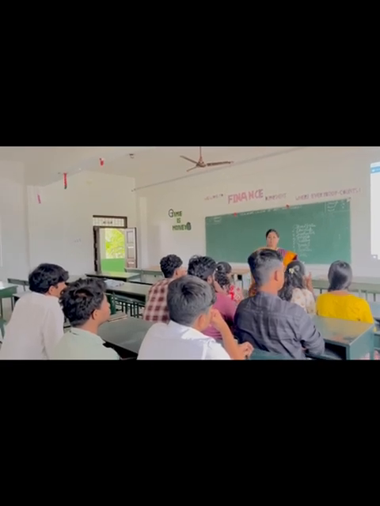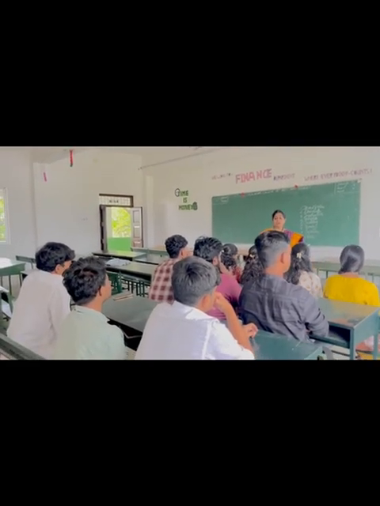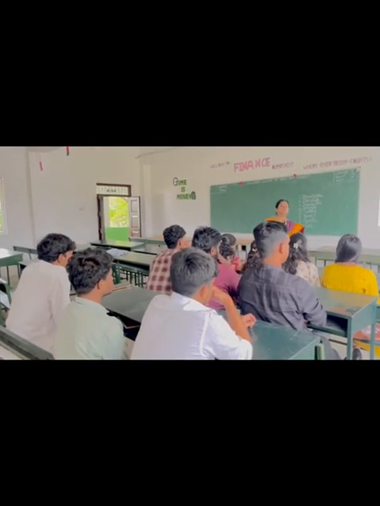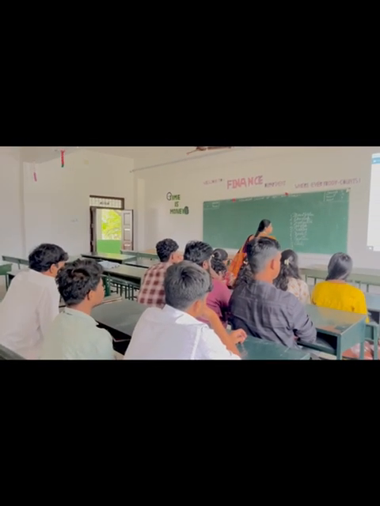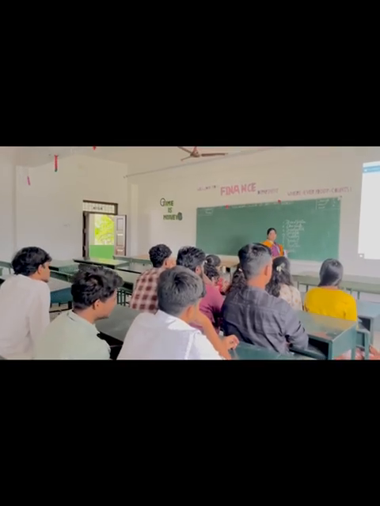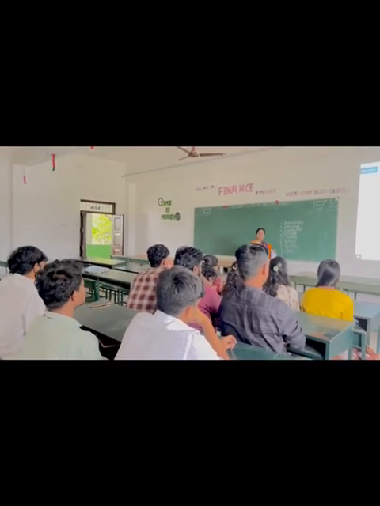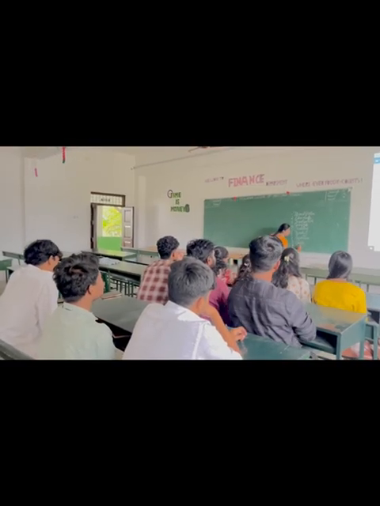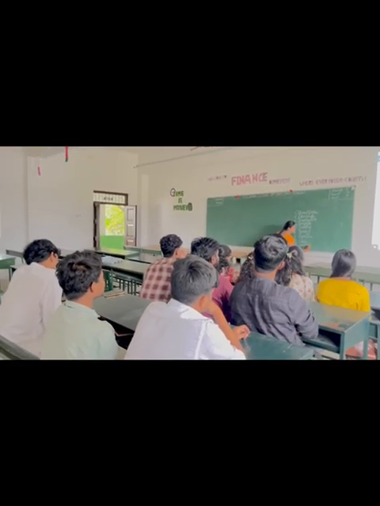Very good. So a corporation issues what? Corporate bonds. Corporate bonds are otherwise called what? Debentures. Very good. So debentures are said to be the corporate bonds. Okay, so it is corporate bonds.